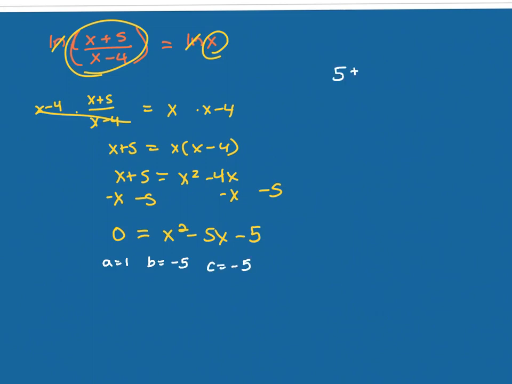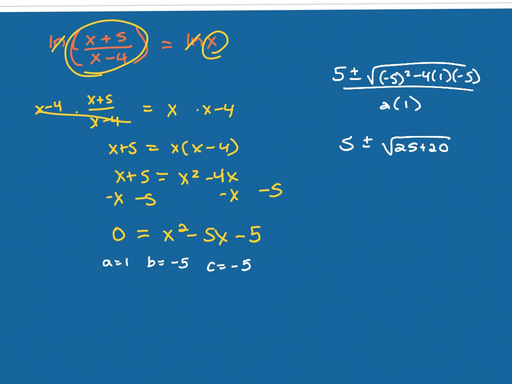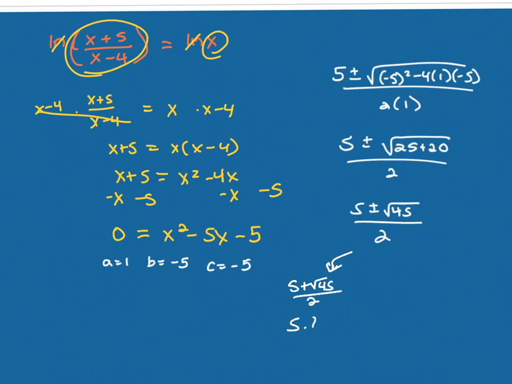So negative b plus and minus the square root of b squared minus 4 times a times c all over 2 times a. And I get 5 plus and minus the square root of 25 plus 20 over 2. 5 plus and minus the square root of 45 over 2. You can keep going and simplifying that, or you know you need to get the answer at some point on your calculator, so you could do it from there. I would do 5 plus the square root of 45 divided by 2. Which is 5.854. And then I would do 5 minus the square root of 45 over 2.